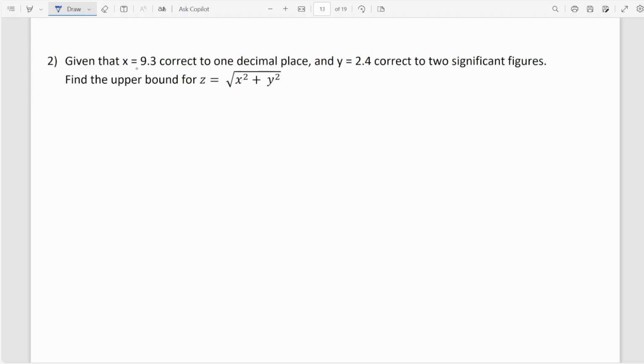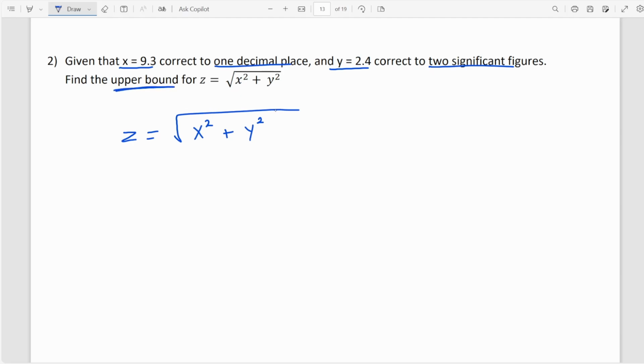Now, given that x is equal to 9.3, correct to one decimal place, and y is equal to 2.4, correct to two significant figures. Find the upper bound for z, which is the root of x squared plus y squared. Okay, so z is equal to the root of x squared plus y squared. Now, we want the upper bound for z.